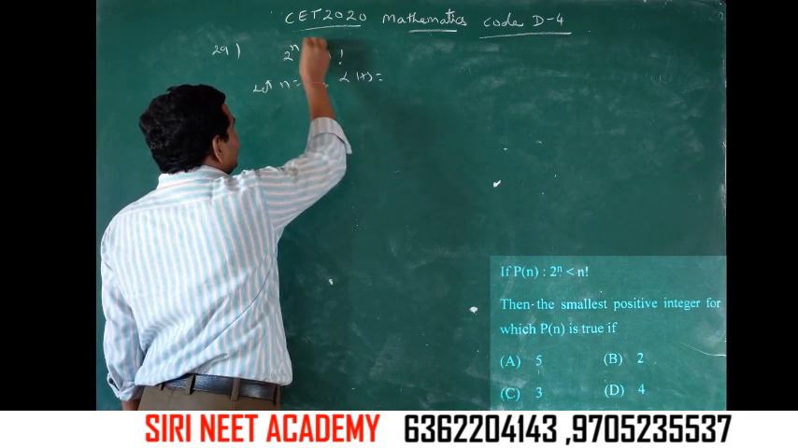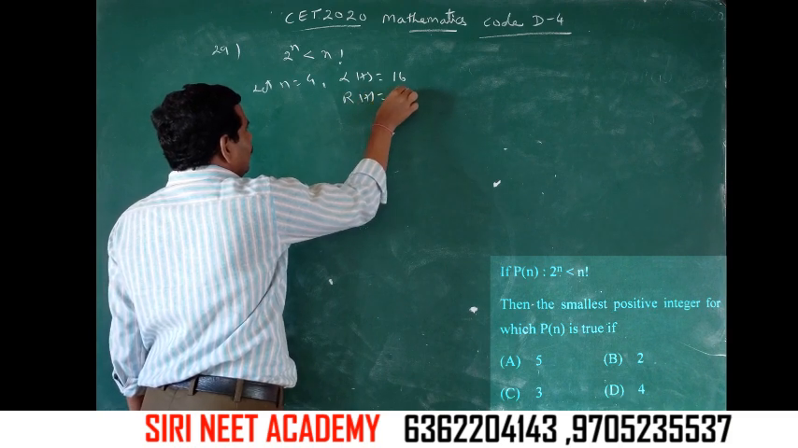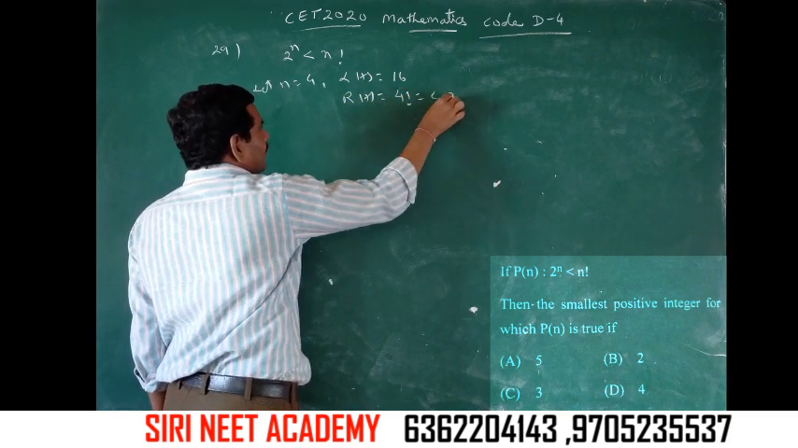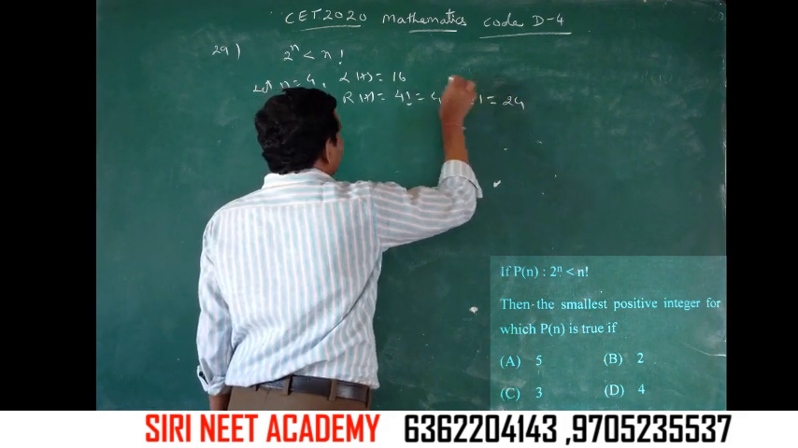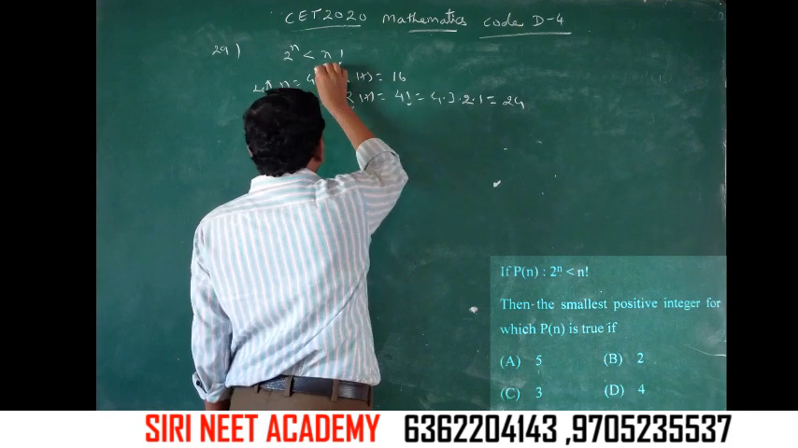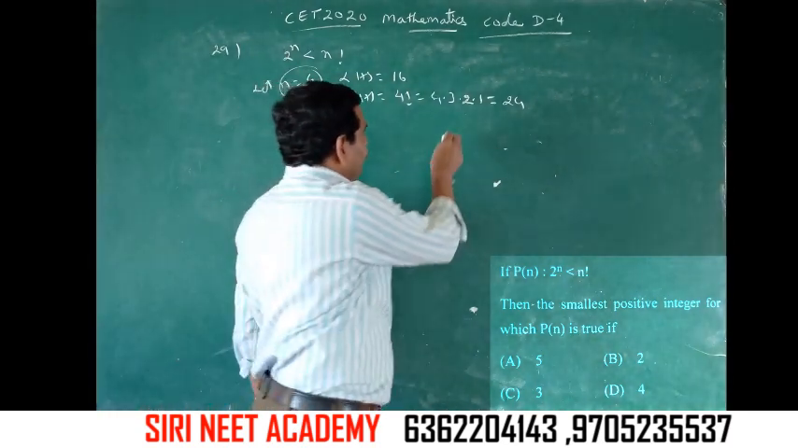Left hand side is 2 power 4, 16. Right hand side is factorial 4. It means 4 into 3 into 2 into 1, 6 into 4, 24. So true. So the answer is 4. So option D.